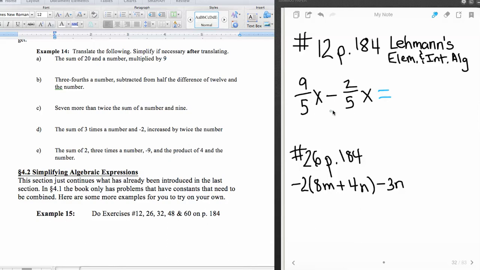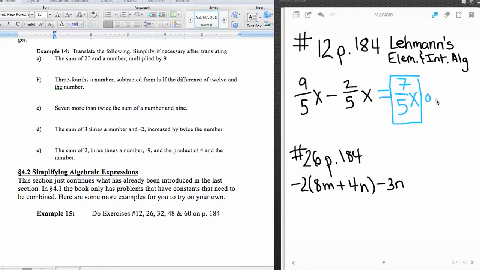So we have 9/5 x minus 2/5 x. Well, this is just like adding or subtracting two fractions. We have 9/5 and we are going to subtract 2/5. And so that's going to give us 7/5, and those are x's. And that we can leave as our final answer.